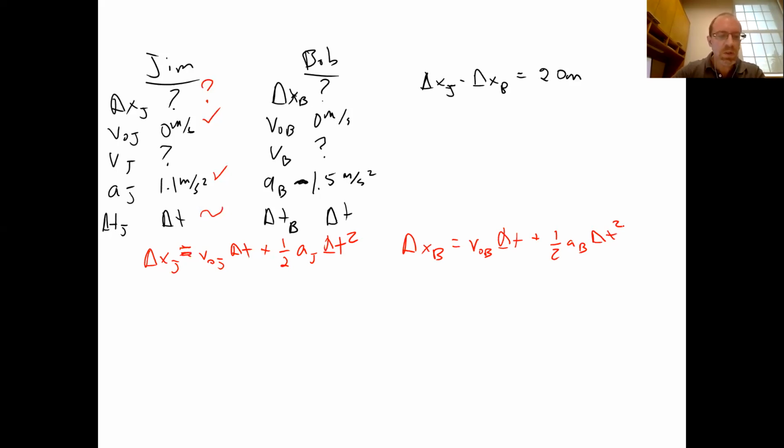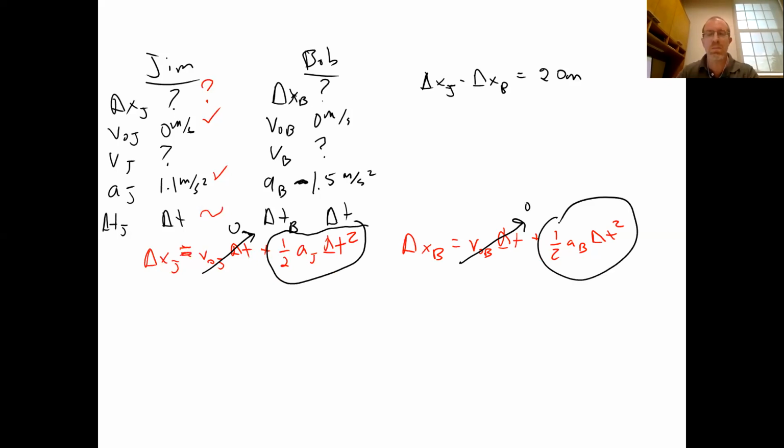All right, so check this out though. We know that their initial velocities are 0, so this entire term is going to go away. Likewise, that entire term is going to go away, because when we stick in 0 for v, well, then we would have 0 times delta t, and 0 times anything is just 0, so that entire term goes away. So now we're left with something slightly easier. We've got that expression right there that represents Jim's displacement, and that expression right there that represents Bob's displacement.